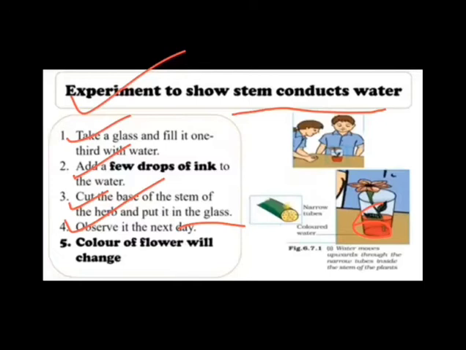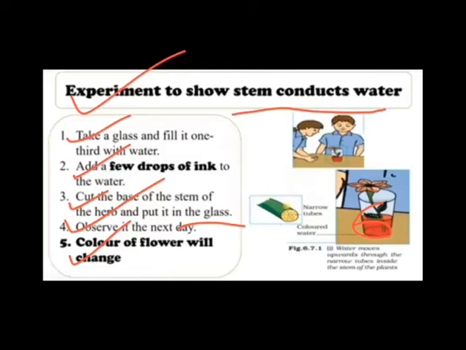Okay, so if we keep it in the glass and keep it undisturbed for one day, the next day when we observe it, we will see that the color of the flower has changed.